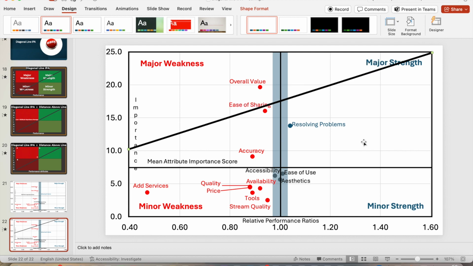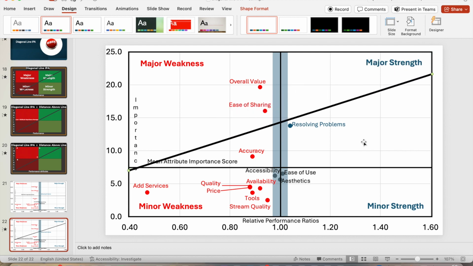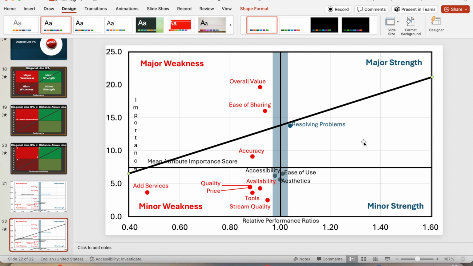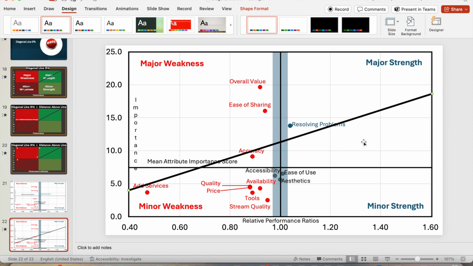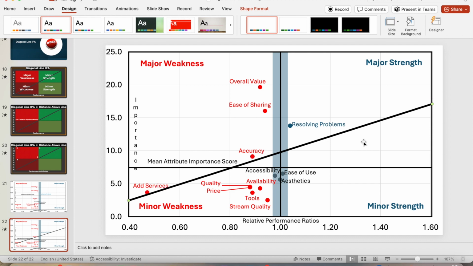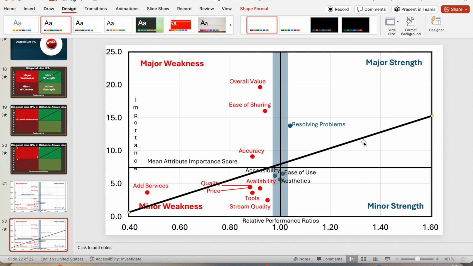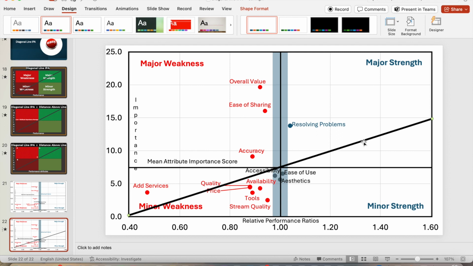And then we could bring this line down at that angle. Ease of sharing is number 2. Resolving problems, which is a major strength, is now number 3. And then we get here, and you can see these are just about the same. Accuracy edges it out by just a little bit, but in my mind, I might consider that almost the same, right? But that's how you do it. And those 5 attributes are above that diagonal line. That would be the order of how we determine that.